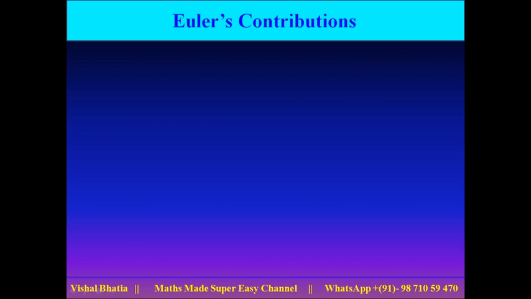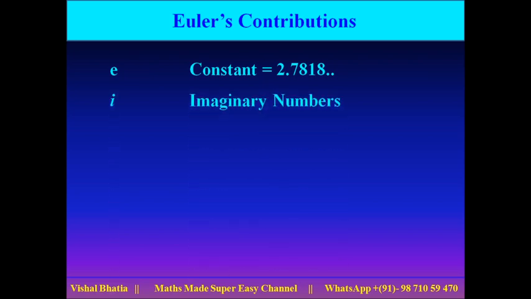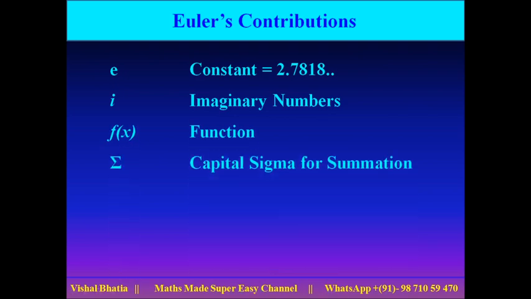Let's look at Euler's contributions. Leonhard Euler was a Swiss mathematician. He introduced the symbol E for the constant 2.718. I've explained in another video what exactly E is. He also introduced the letter small i for imaginary numbers, which are also known as complex numbers. Then f(x) for functions, capital sigma for summation, and a, b, c as constants, and x, y, z as variables.